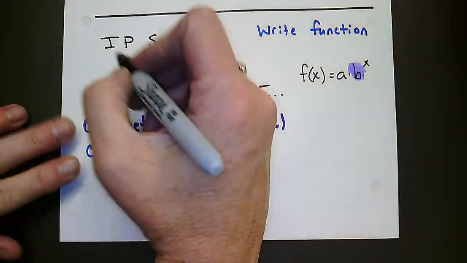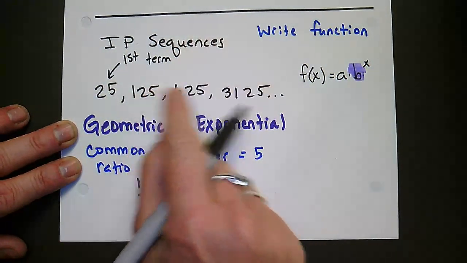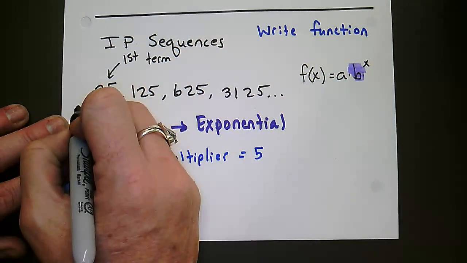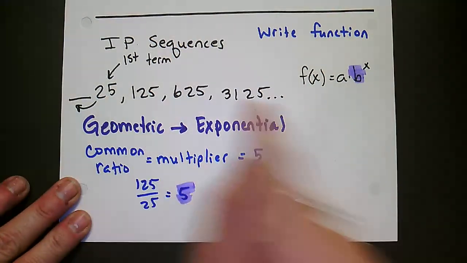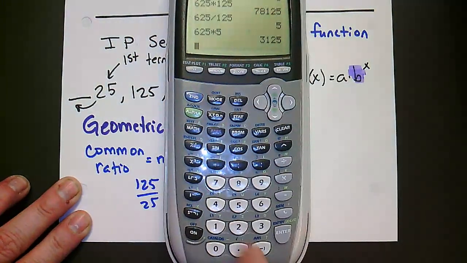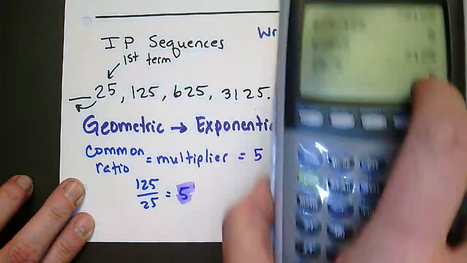Right now, this is my first term. It's the first term of the sequence. It's the second, third, fourth. I need to go backwards and get the 0th term. Now, it's not technically part of the sequence, but I need it for the pattern. So instead of multiplying by 5, I'm going to take 25, and I'm going to divide it by 5.